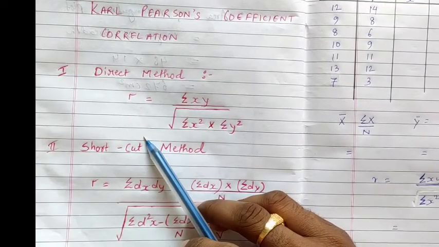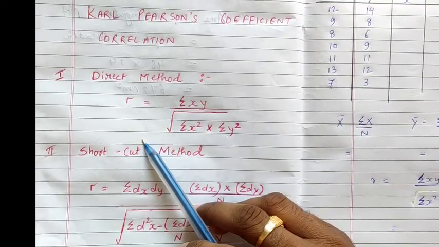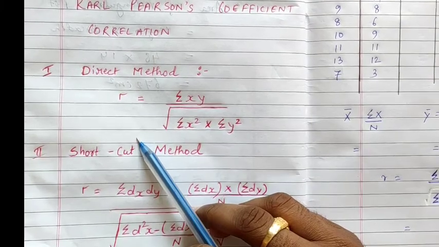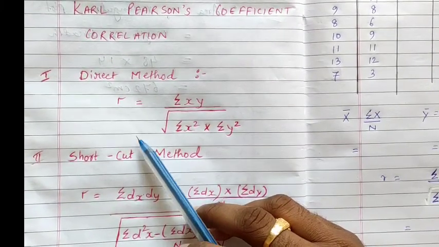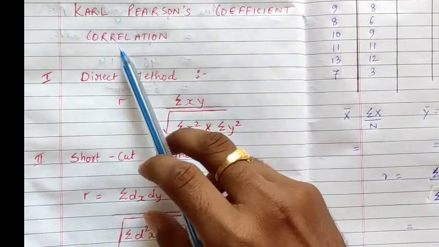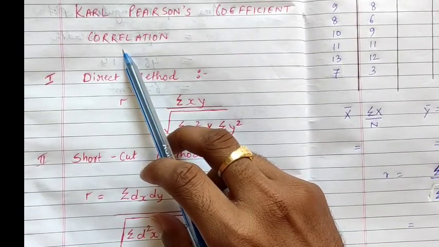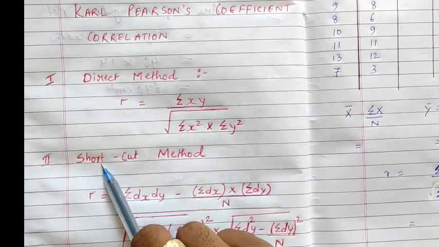Hello dear students, today we'll start a new chapter, that is correlation. From correlation, we'll start today a topic that is Karl Pearson coefficient of correlation. Clear? Under this you have to study the direct method and the shortcut method.